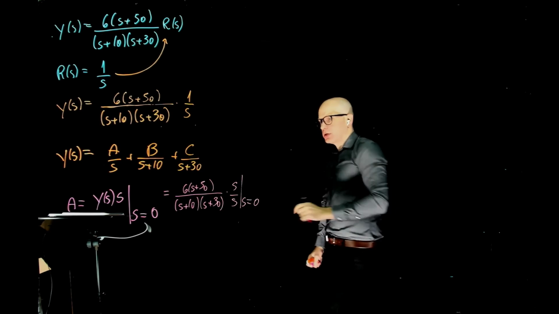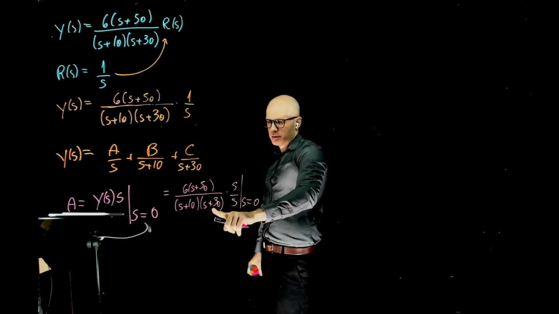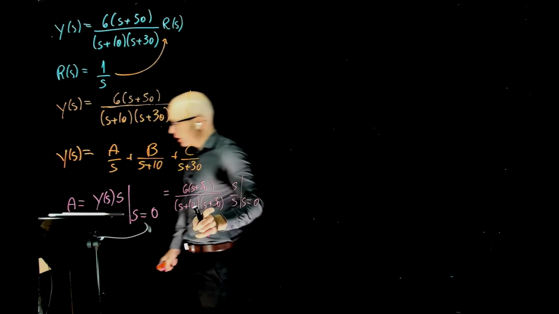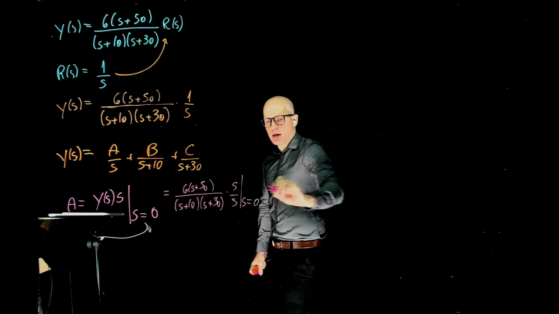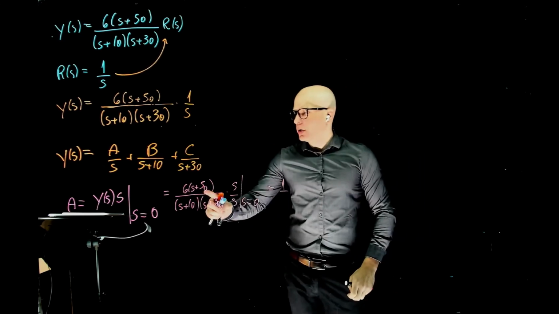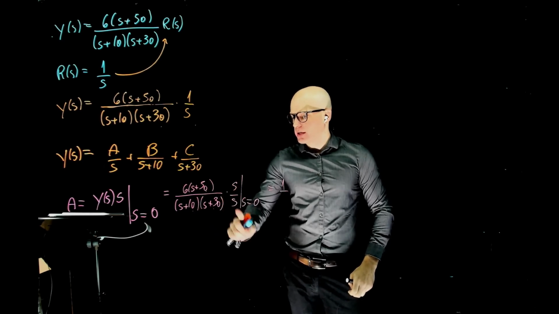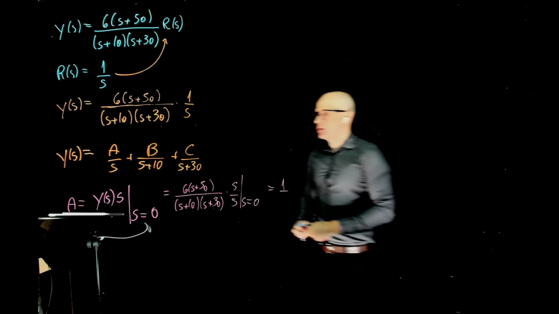And what is the result here? 300 divided by 300. So a should be 1. Which means that a is 1. Right? 300 divided by 300, these two s's cancel out, these two go to 0 because we're evaluating at 0. Final result is 1.